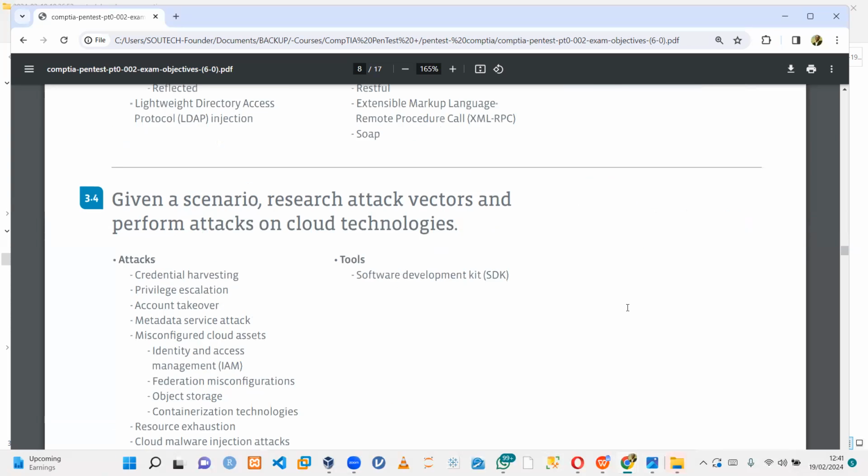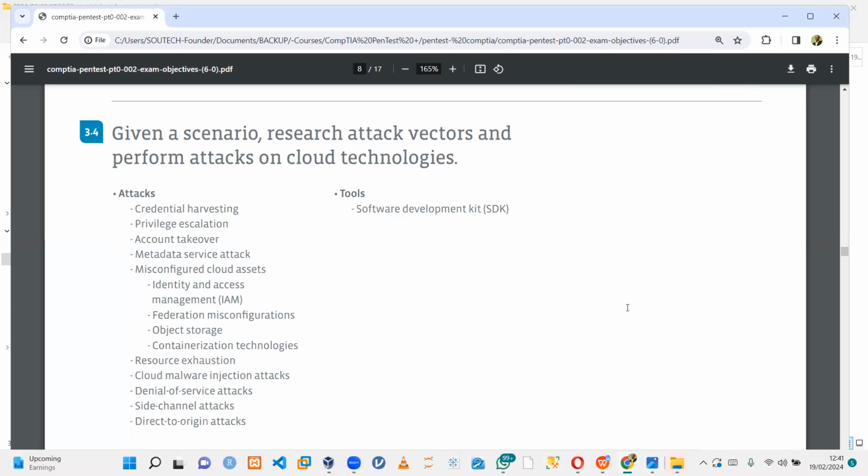So let's look at the next item. Given a scenario, you want to be able to understand and research attack vectors and perform attacks on cloud technology. Now, you see, we've seen network, we've seen web, we've seen wireless. Now we're talking about cloud. You see why I said cybersecurity is on top of every other one of these items. Now, there are different types of attacks when it comes to cloud. So you have quite a lot of them: credential harvesting, privilege escalation, account takeover, metadata service attacks. So all of these items, we explore them in the course of the training.